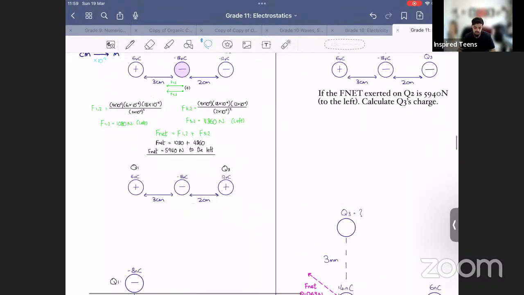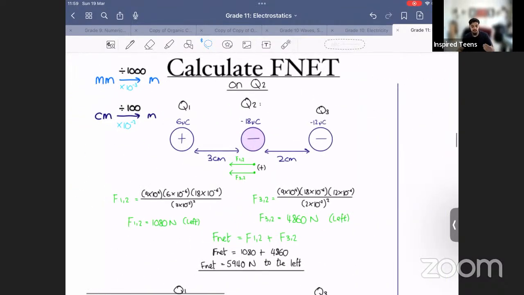But nevertheless, that's how we do a basic F net question with 3 charges using Coulomb's law. In this case, the forces were in the exact same direction, so we added them to get F net. So if you guys have any questions, you can let me know.